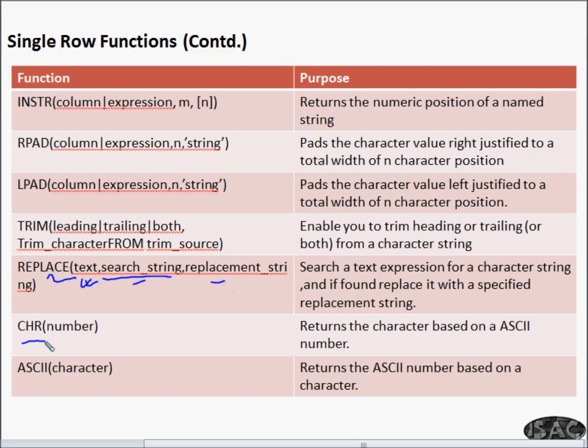CHR takes an ASCII number and returns the character for it. So if you pass 65, you will get the character A. If you pass 66, you will get B. That is what the CHR function does. If you use ASCII, you will get the ASCII code of a character. Let us say you pass A, you will get 65, right?